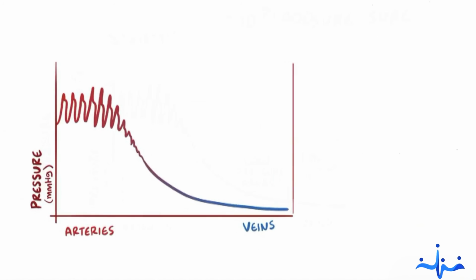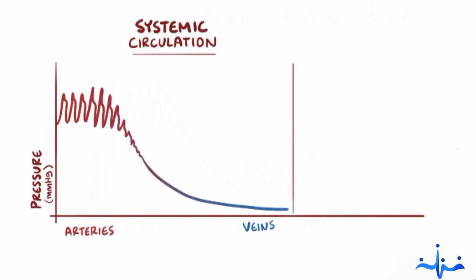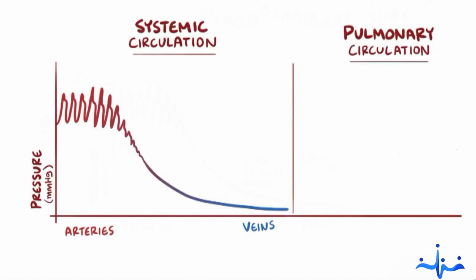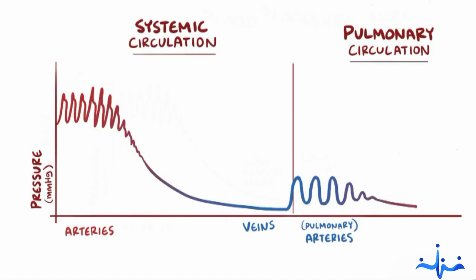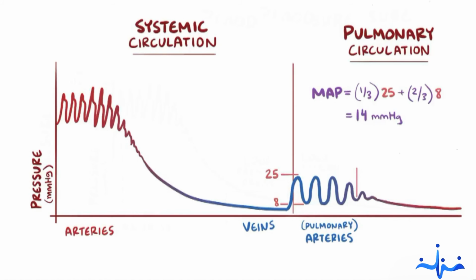Alright, so this whole bit that we just talked about is the systemic circulation. But once blood gets to the right atrium, it enters into the right ventricle and the pulmonary circulation. So here in the pulmonary arteries, the pressure is 25 millimeters of mercury during systole and 8 millimeters of mercury during diastole, which means that the mean arterial pressure in the pulmonary artery is 25 times 1/3 plus 8 times 2/3 equals 14 millimeters of mercury.